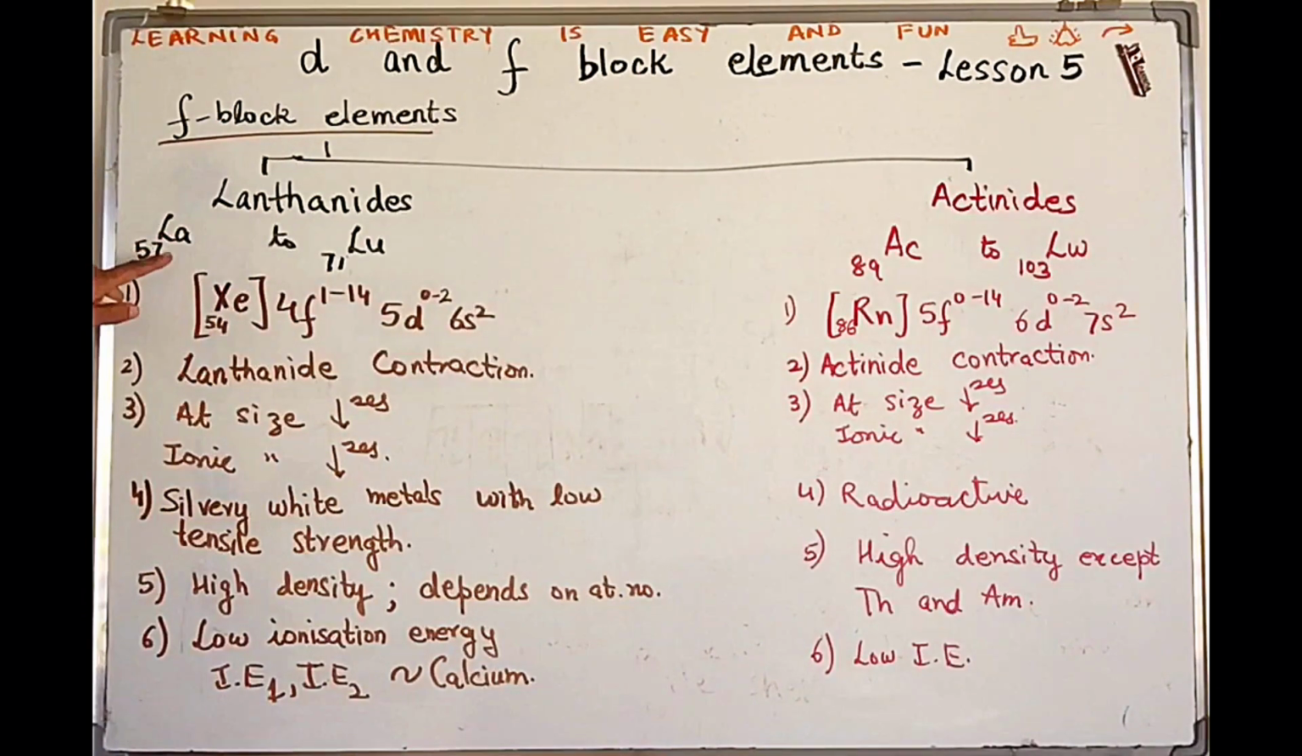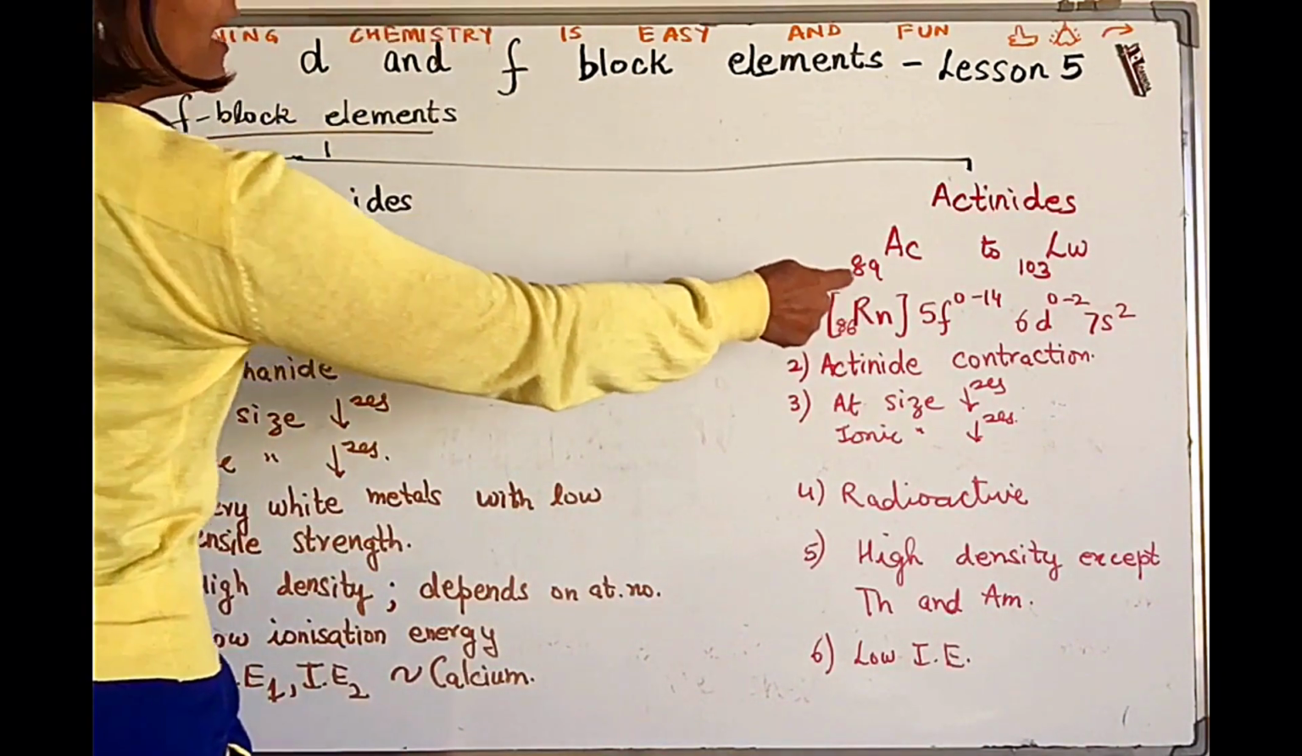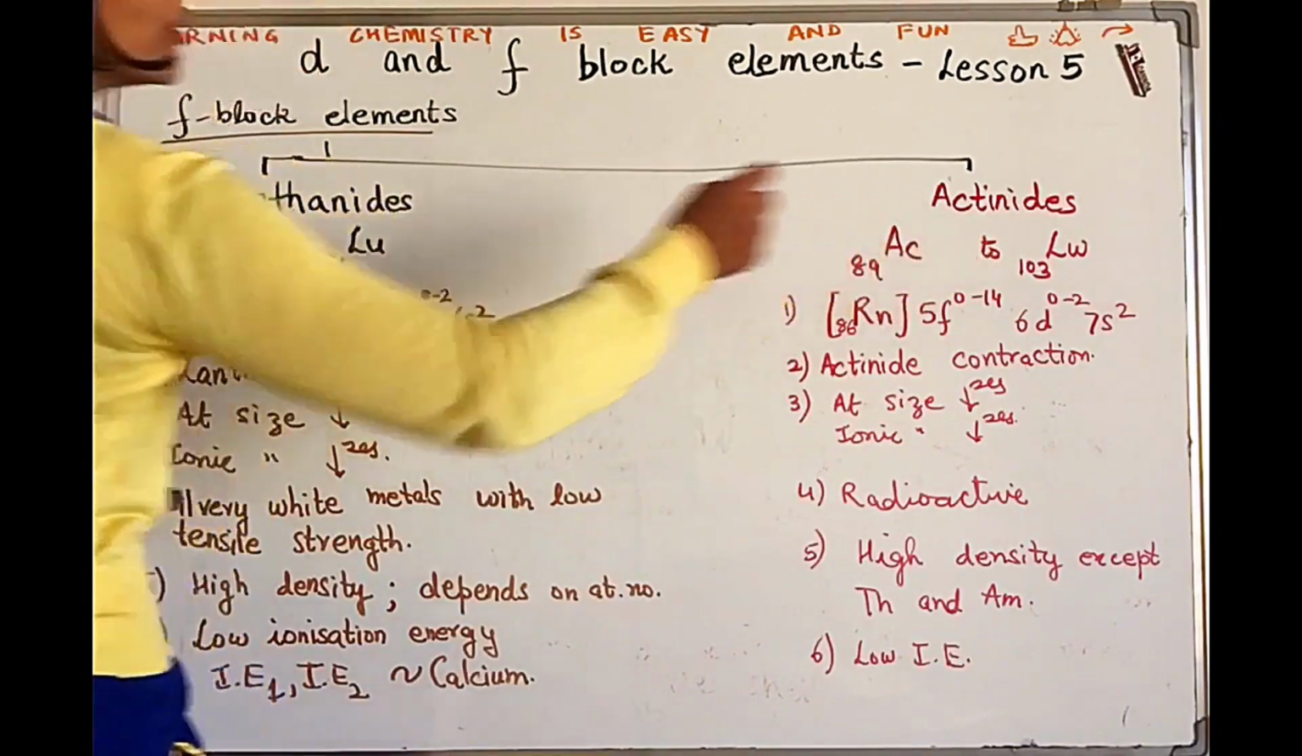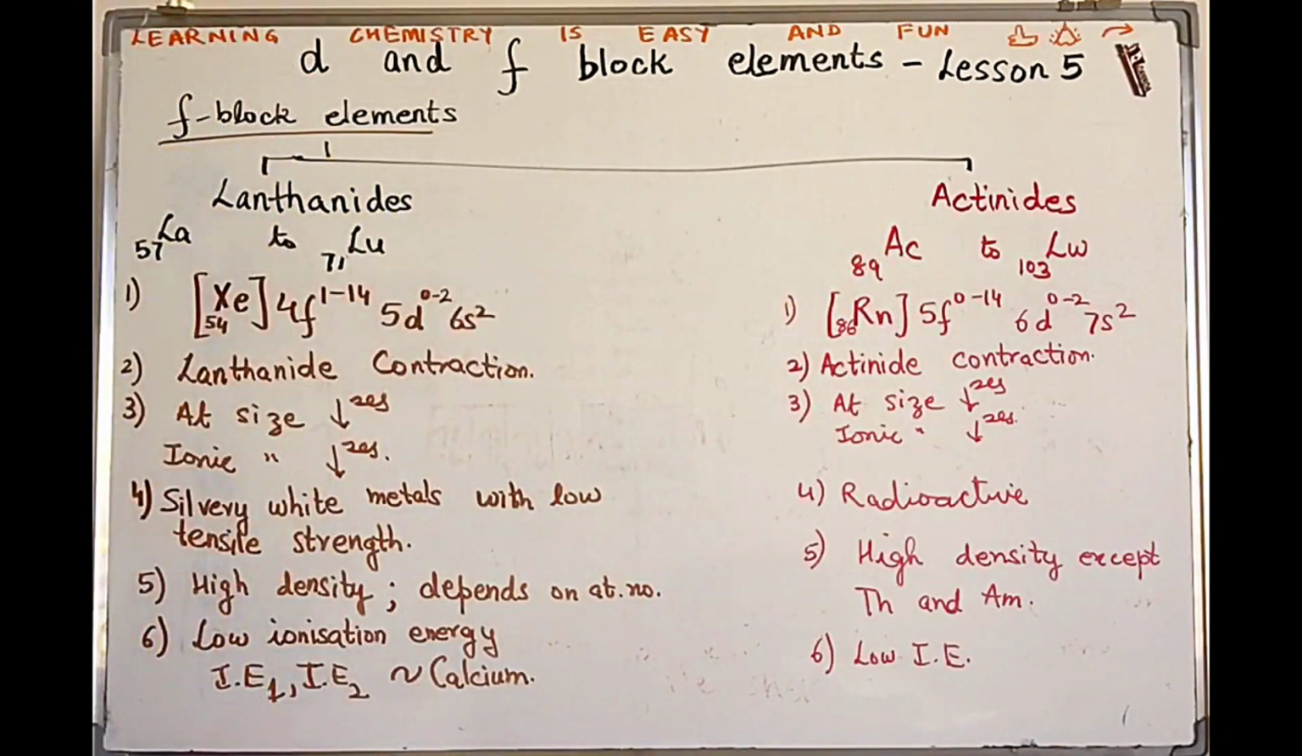Lanthanides follow from lanthanum to lutetium. I know lanthanum is an element of the D block, but because its properties are similar to lanthanides, that is why it is studied as part of this block. So atomic number 57 to 71. Actinides similarly, actinium 89 to lawrencium 103.